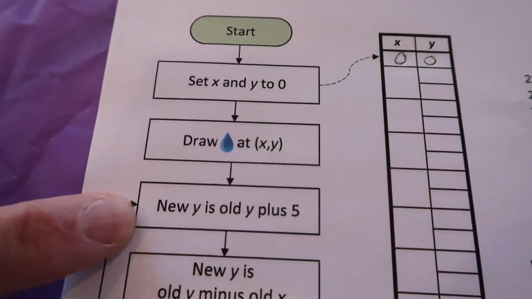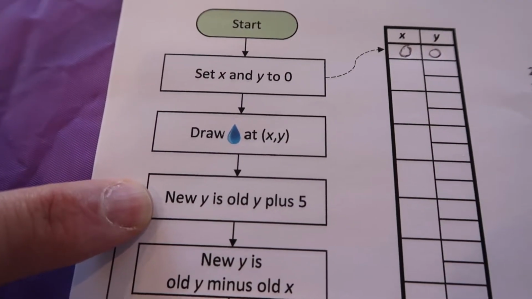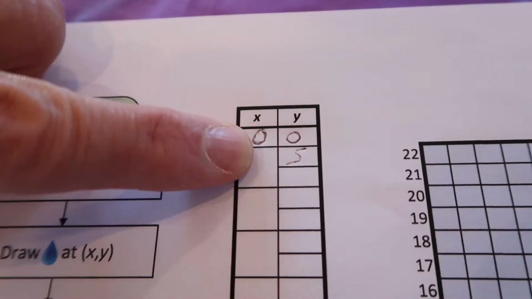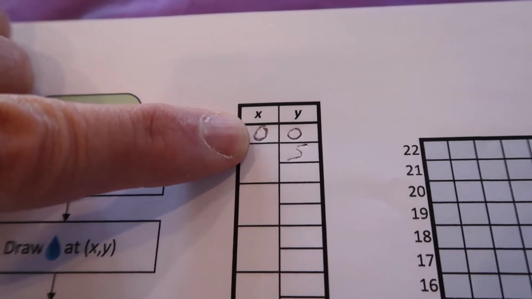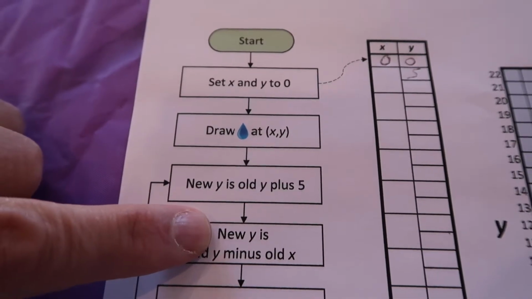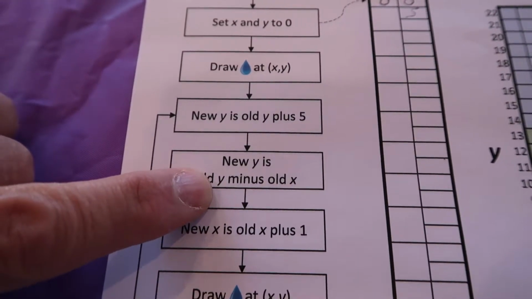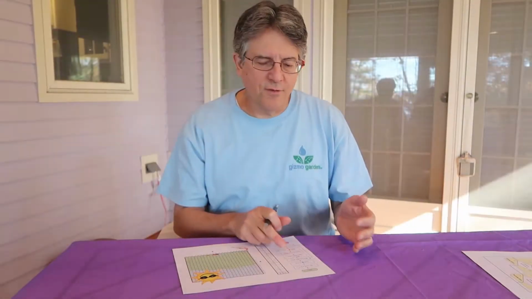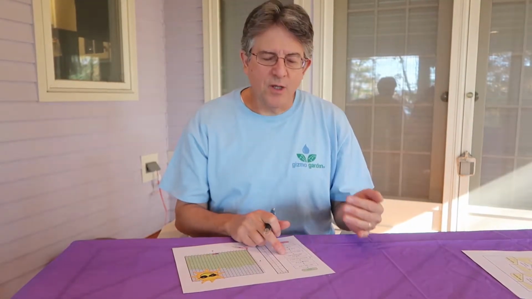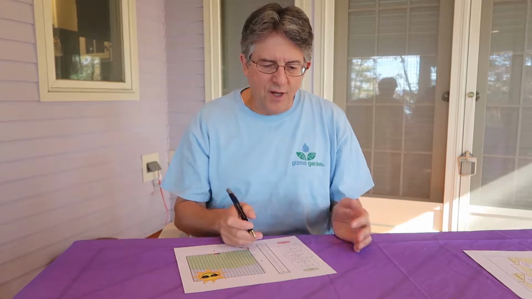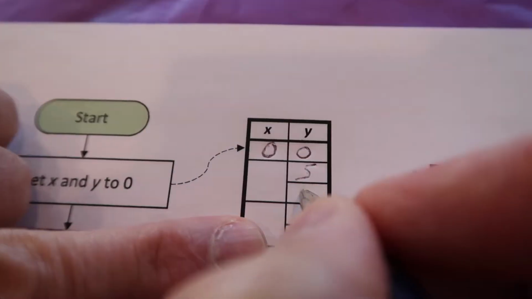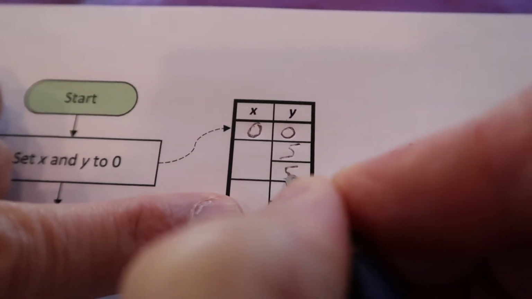Next, it says to set the new y to the old y plus 5. Well, the old y is 0, so adding 5, I get 5. I write a 5 in my memory column under the y, and move on. Next instruction says that the new y is the old y minus the old x. Well, the old y is 5, the old x is 0, and when I subtract 0 from 5, I just get 5, and I write that down again in my memory column under the y.